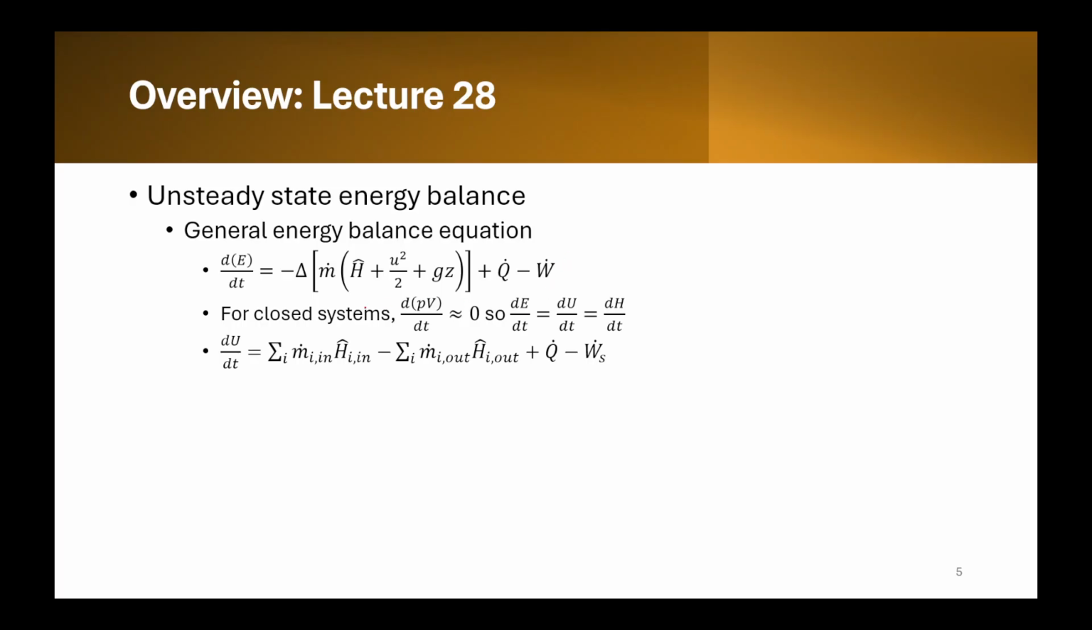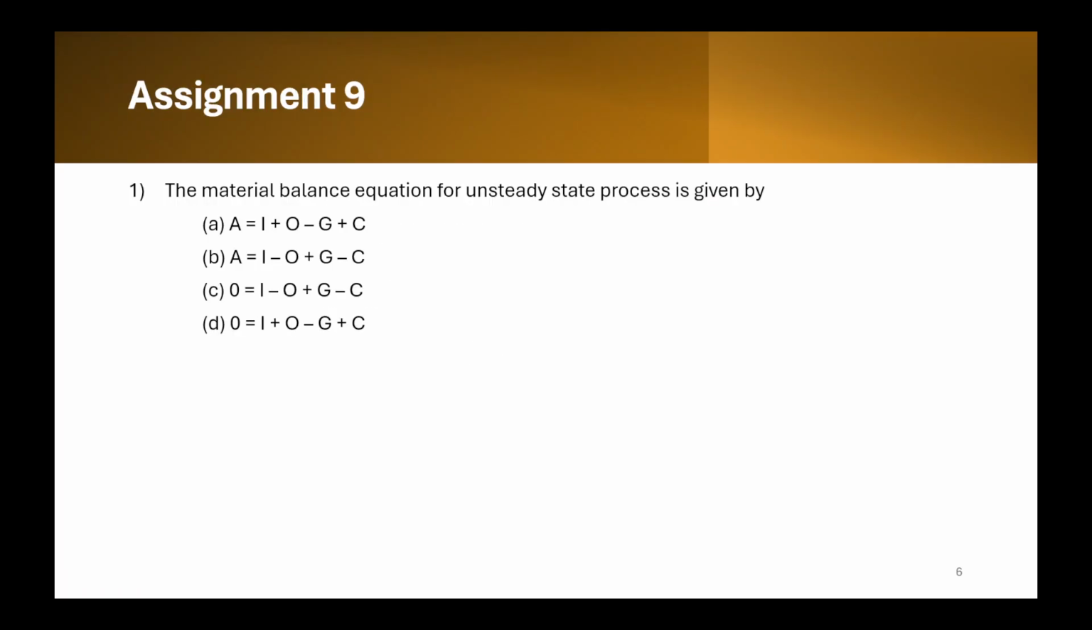For closed systems, we see that d by dt of pressure into volume is almost equal to 0. That's how we get dE by dt is equal to dU by dt is equal to dH by dt. For the closed system, the equation is shown here. Now we start with some sample problems.